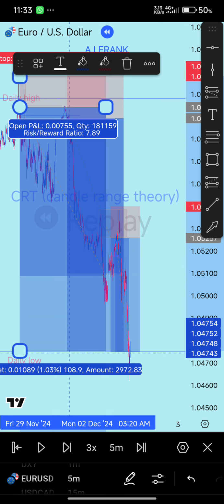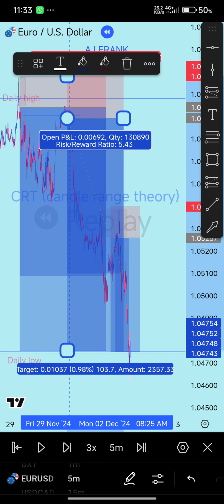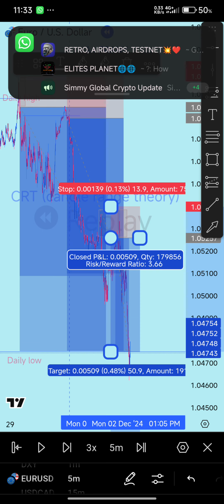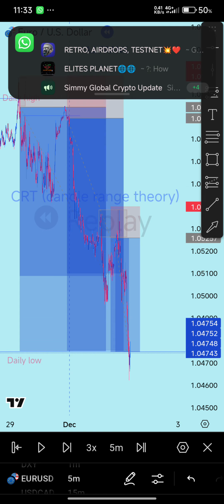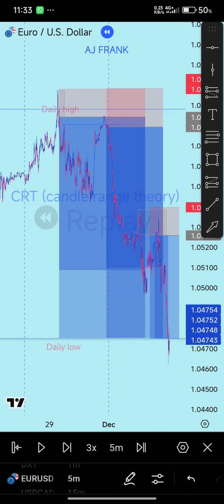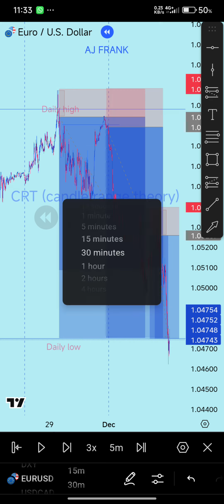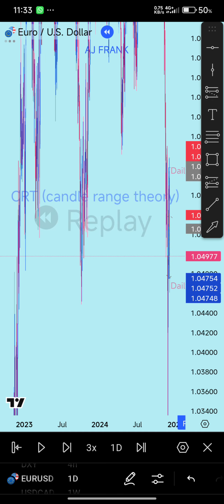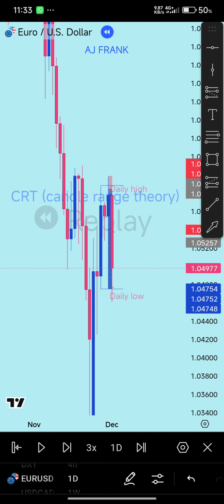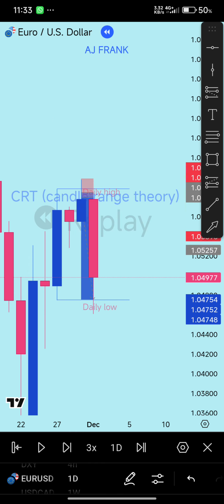So we have 108 pips, 103 pips, which is 211 pips. Then 50 pips. This is 262 pips with this one single strategy, one daily candle that we use to analyze. We are getting 250 something pips.